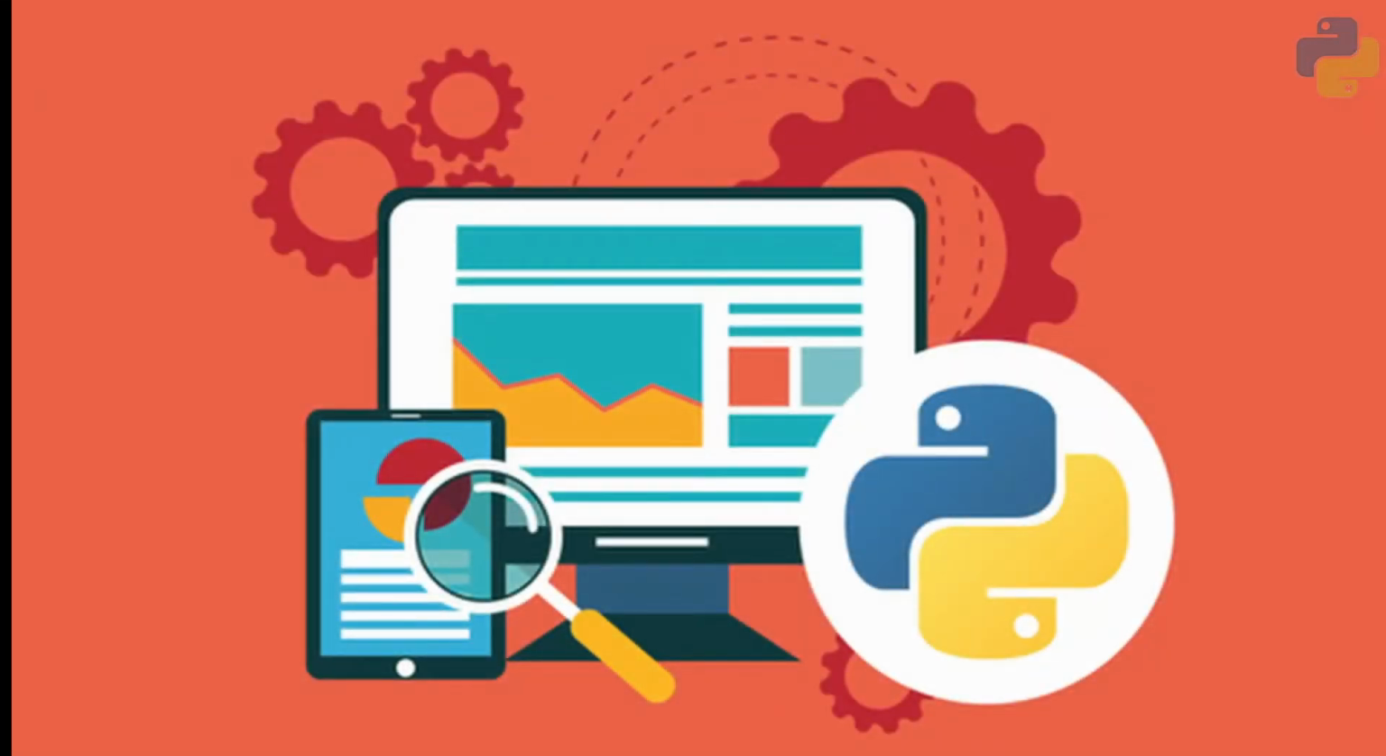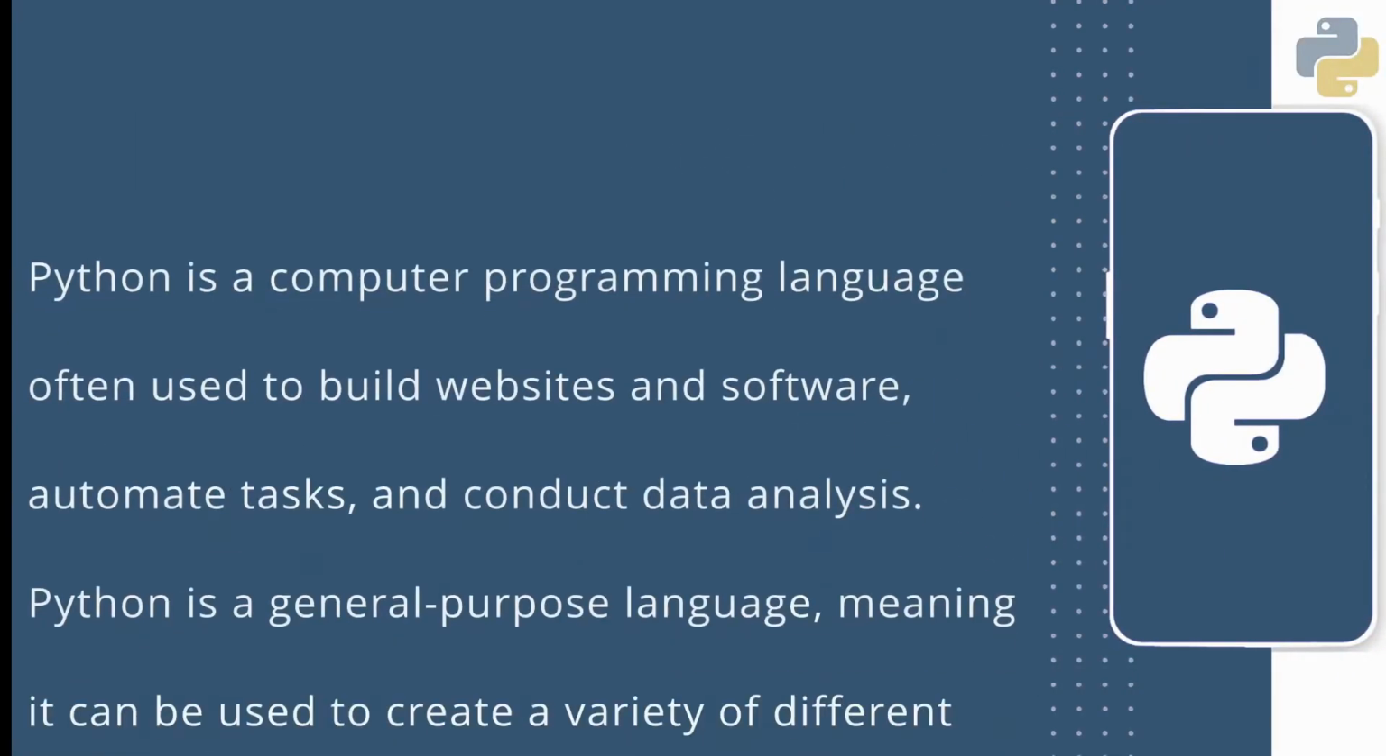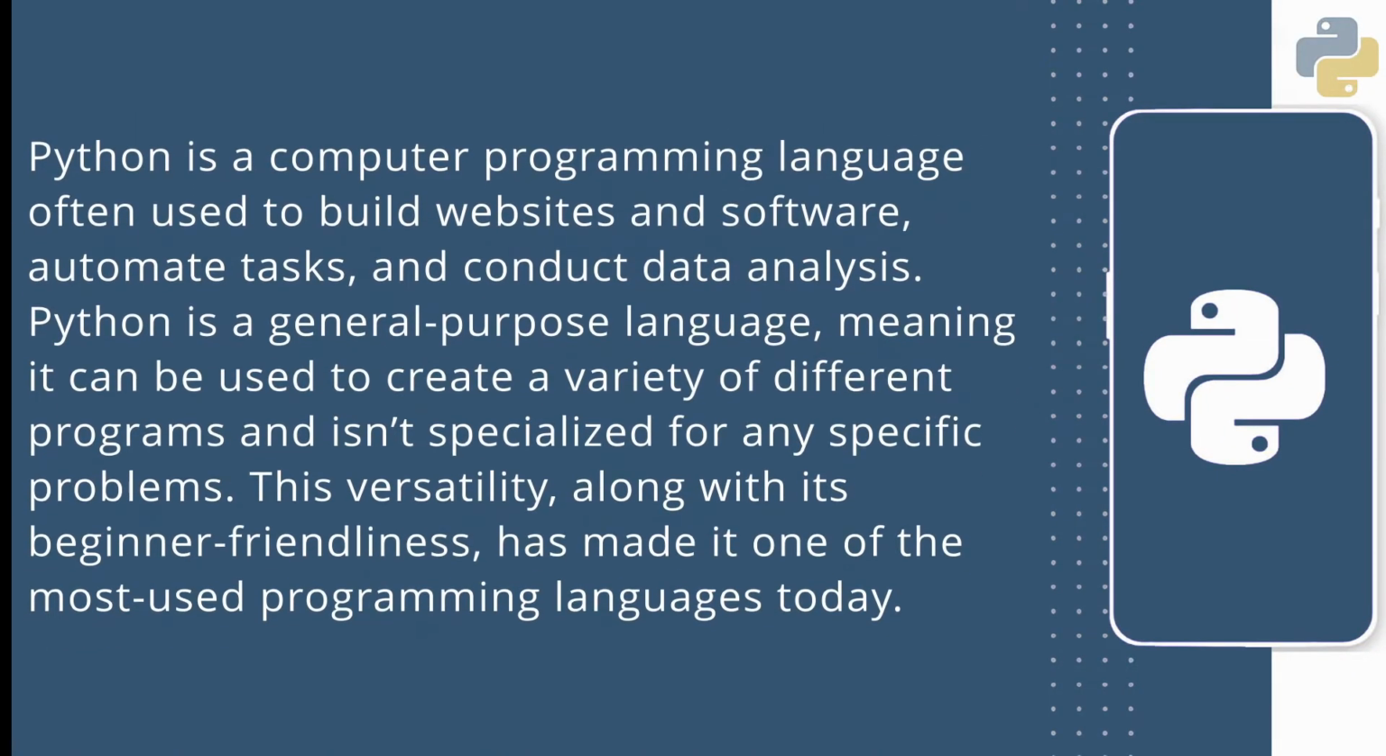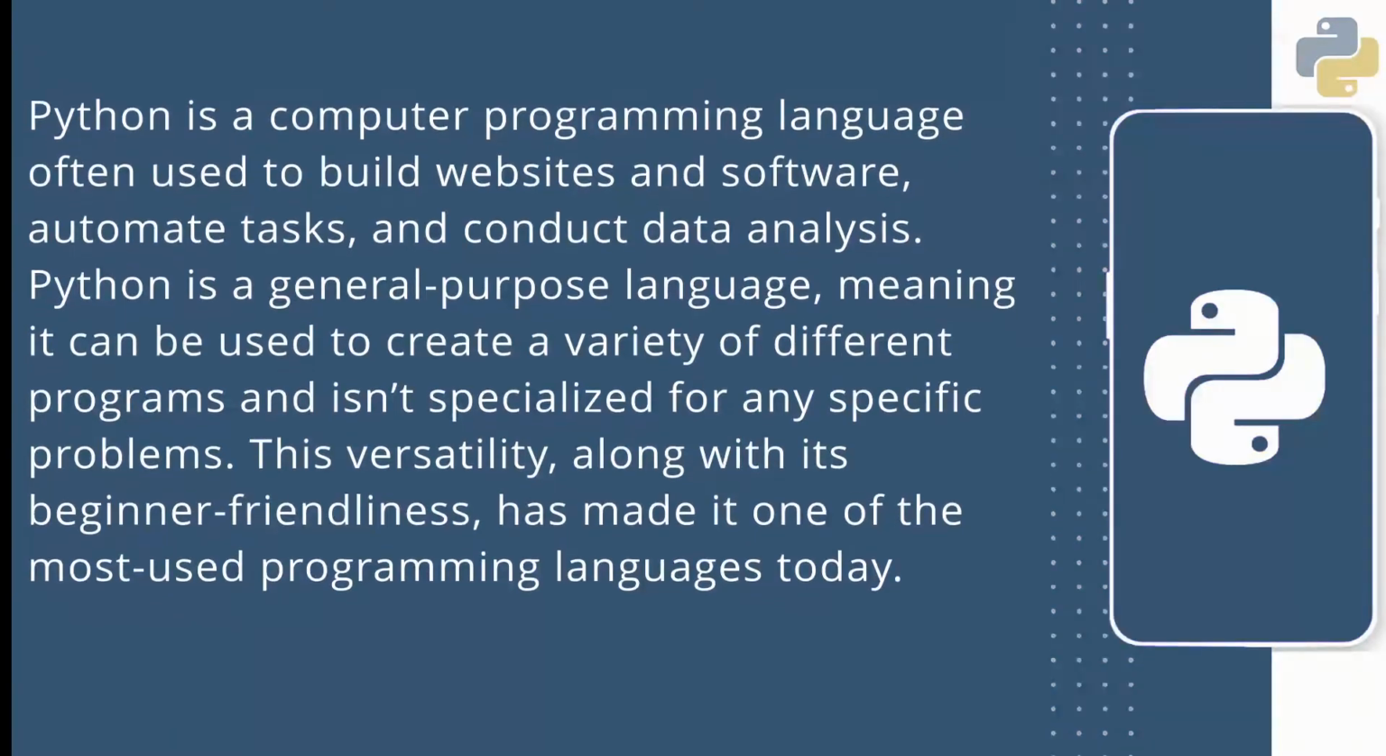Python is a computer programming language often used to build websites and software, automate tasks, and conduct data analysis. Python is a general-purpose language, meaning it can be used to create a variety of different programs and isn't specialized for any specific problems. This versatility, along with its beginner-friendliness, has made it one of the most used programming languages today.